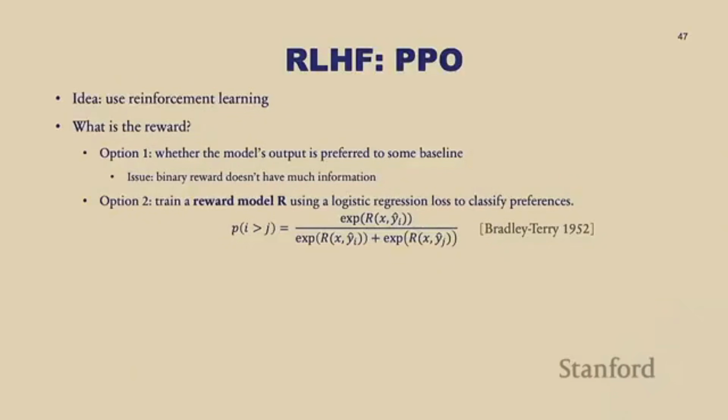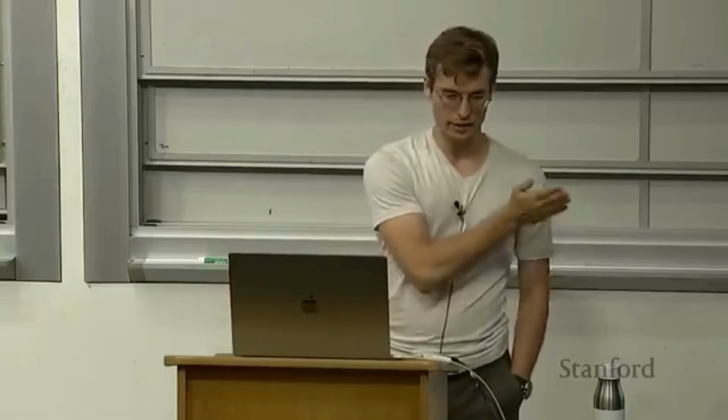Yes? Is this reward model going over the entire output, or is it going turn by turn? So this takes the entire output at once. It takes all the input and all the output, and it gives one number. Yes?